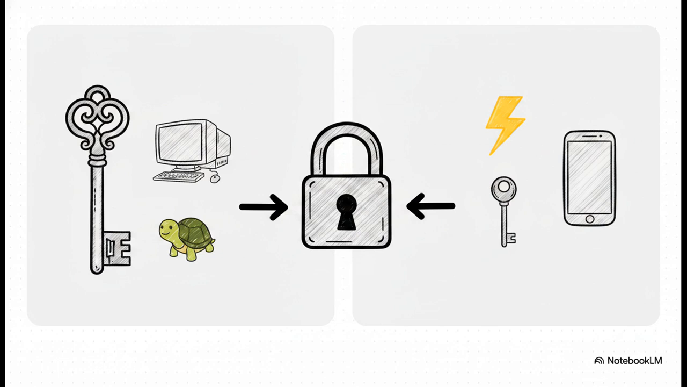By using elliptic curve mathematics, it achieves the exact same level of security as RSA, but with significantly smaller key sizes. That makes it absolutely ideal for high-throughput mobile and IoT environments.